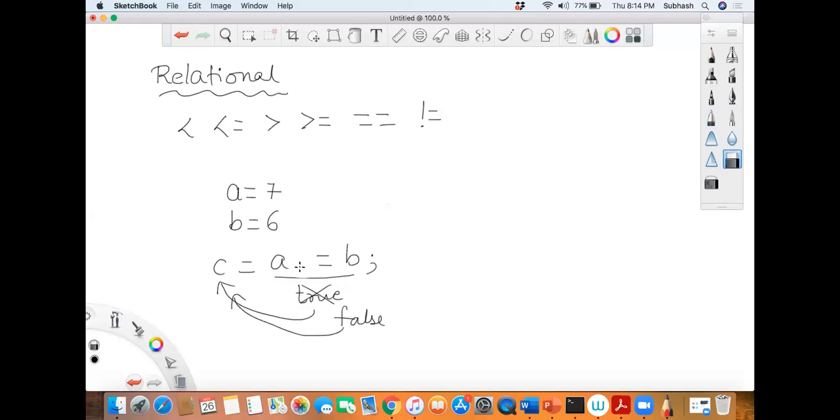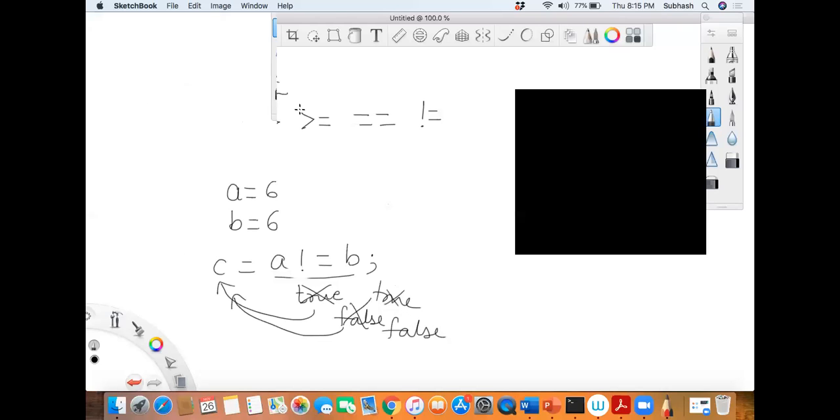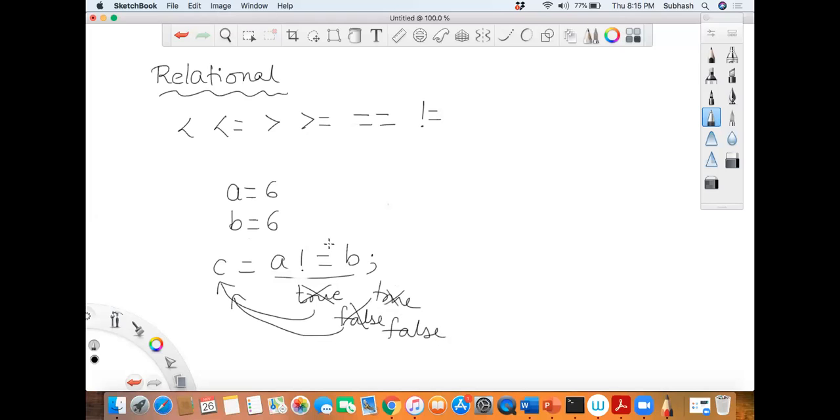Now, what will happen if I say A not equal to B? You will have to ask like this: is the value of A not equal to B? Yes, not equal to B. Therefore, it is true. This will result in a true value. What if I change this A value to 6? Then is the value of A not equal to B? False. It is equal to B, no? Therefore, this will result in a false value. Is that okay, guys? This is how your relational operators work.